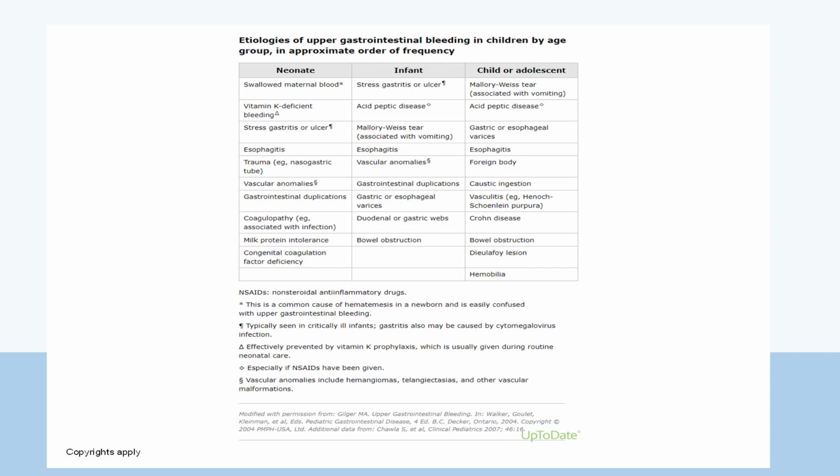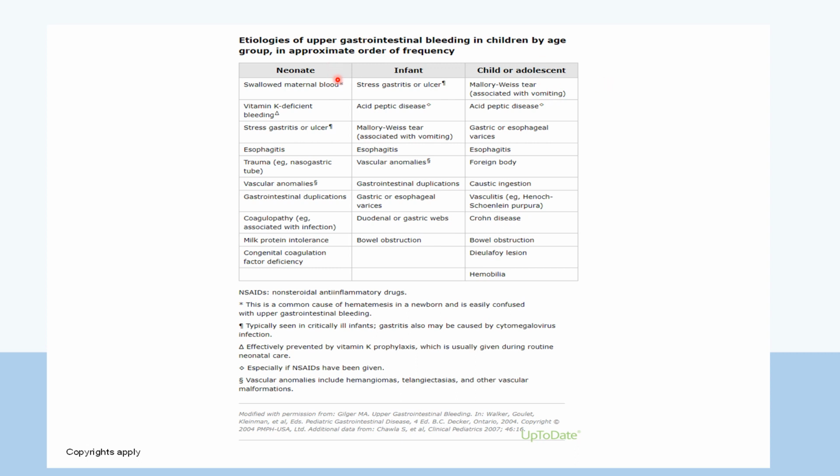Now, the etiologies of upper gastrointestinal bleeding by age group is a practical way of considering these hematemesis and melena. And these are also listed in an order of frequency.